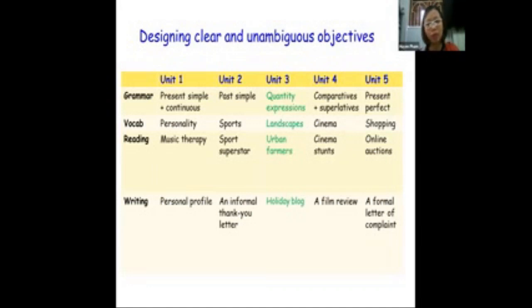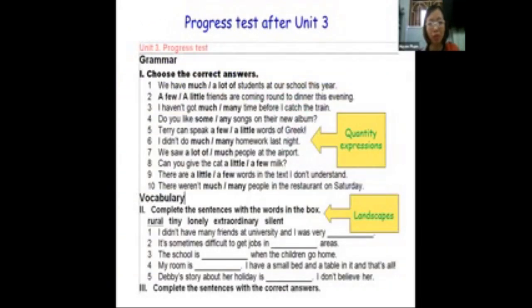And at the end of each unit, as you can see here on the screen, there is a progress test after unit 3. We create a test aiming at checking the students' quantity expressions and the vocabulary of the landscapes between the city and the country. After this progress test, we do hope that we can check the students' ability of using the quantity expressions and the landscapes vocab. Because based on the mark that the student gets, we will decide whether we will give the students more exercises on quantity or landscapes vocab.